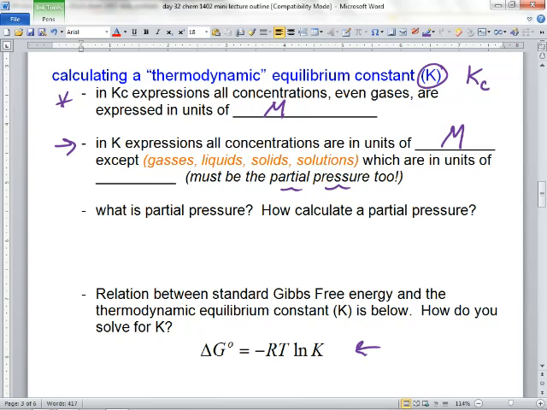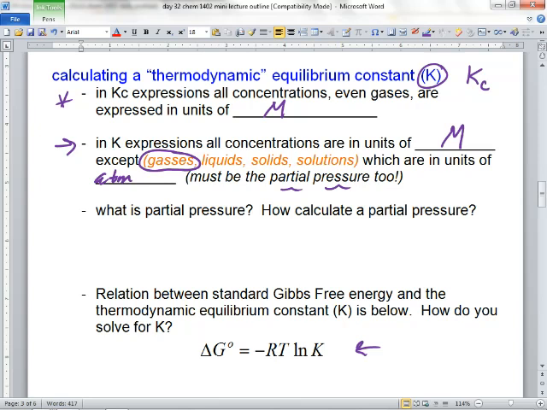Gases. Now, what are some units of pressure that it could be in? ATM is what they're going to pick. They could have picked Pascal, pounds per square inch, millimeters of mercury, or torr. They just picked ATM. Fine.